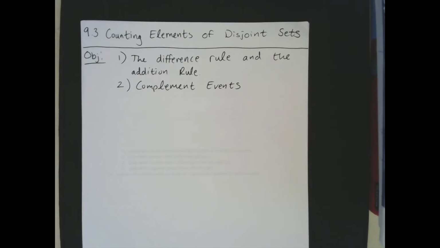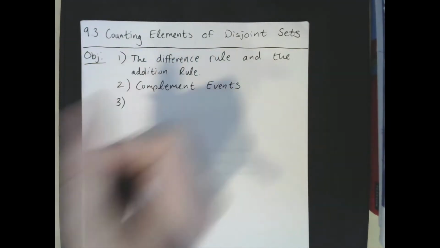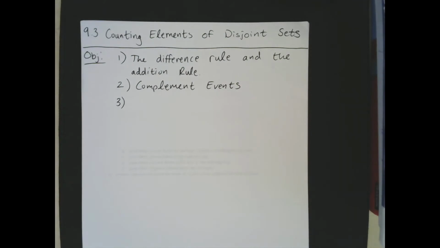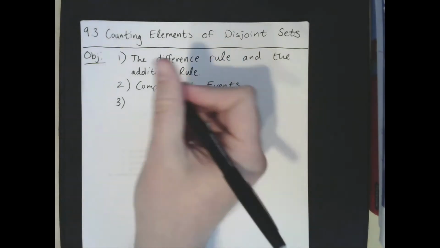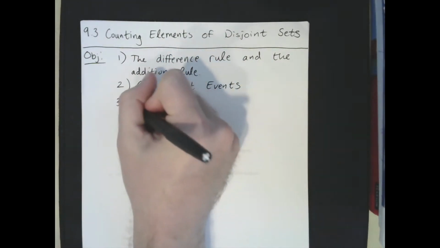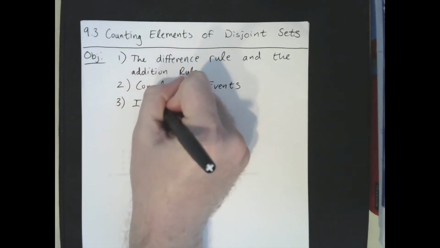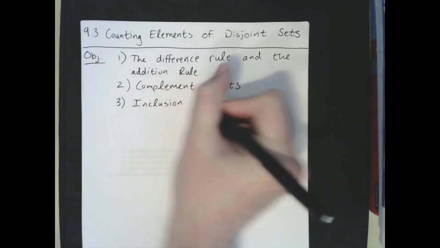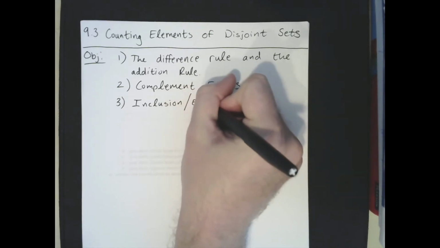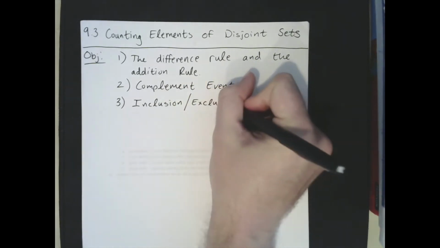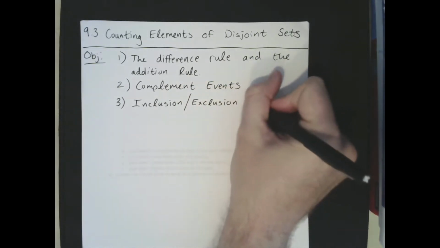So if an event takes place, its complement, what that is, and how we work with that probabilistically. And number three is the inclusion and exclusion rules, or it's really one rule, the inclusion/exclusion rule.